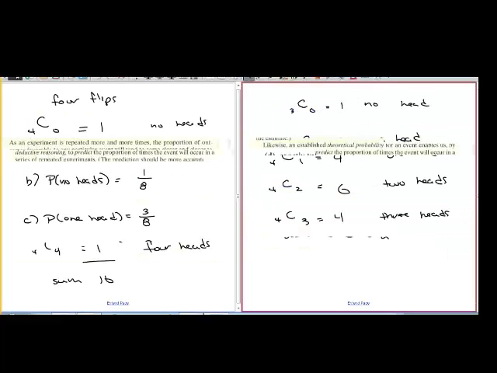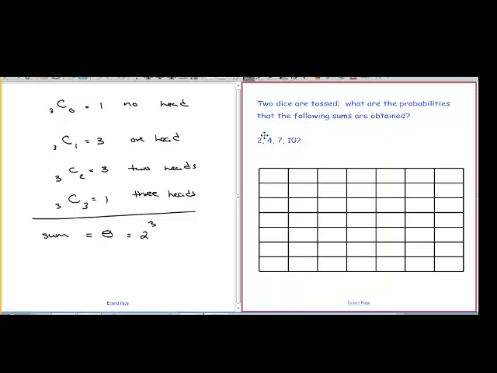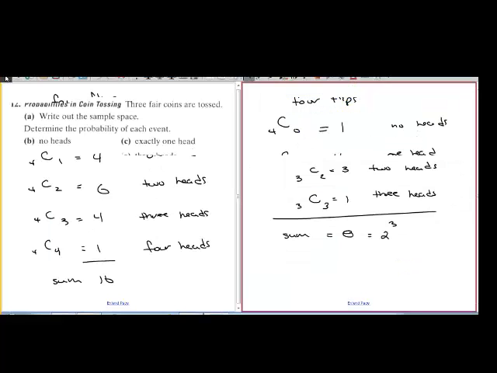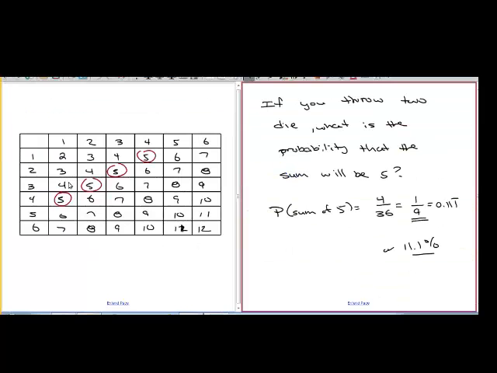I just realized this problem here we'd actually worked before. The question was, if 2 dice are tossed, what are the probabilities that the following sums are obtained? We started this, so let's go ahead and answer the remaining questions. What we did was we made up this table to show all the possibilities. There was no fundamental counting principle that we could use to come up with the number of occurrences for each case. So we basically just had to write everything out.